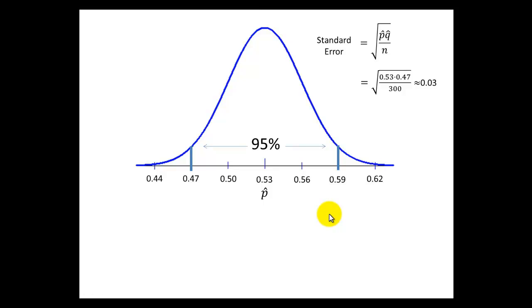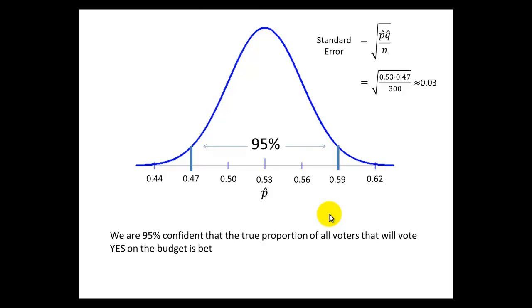So what this is telling us is that we are 95% confident that the true proportion of all voters that are going to vote yes on the upcoming budget is between 0.47 and 0.59, roughly between 47% and 59%. We're 95% confident that the true proportion, that is p, is somewhere between that range of values.